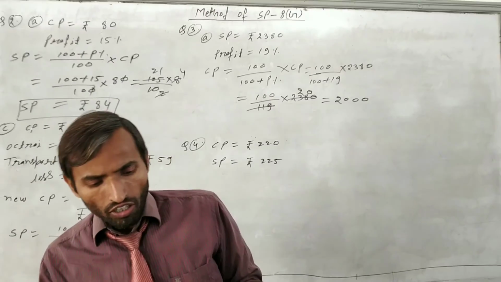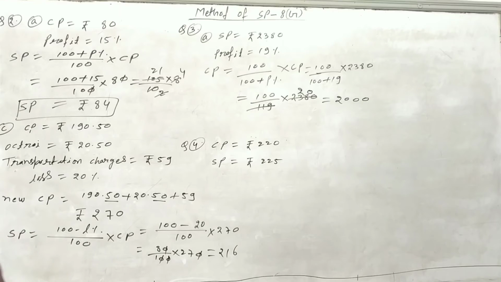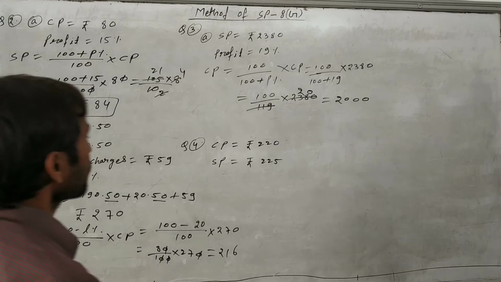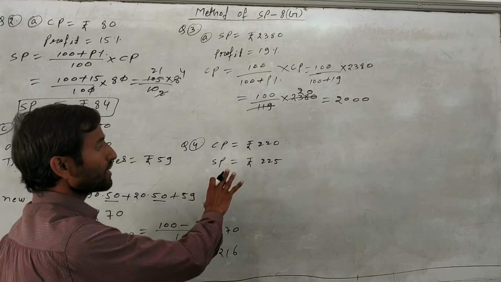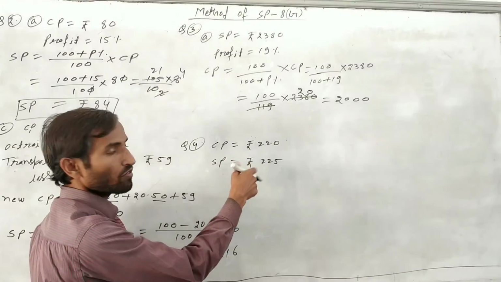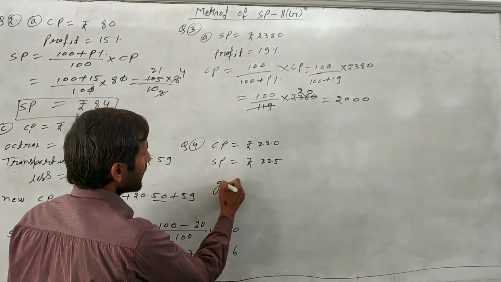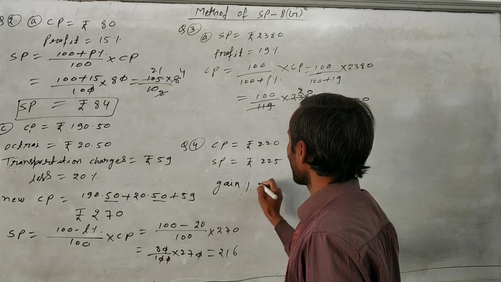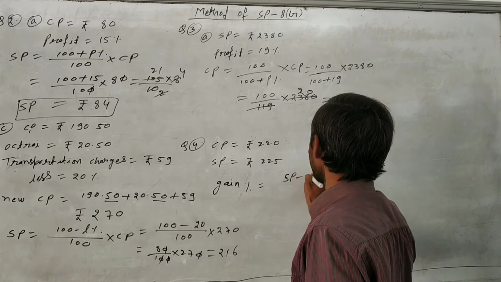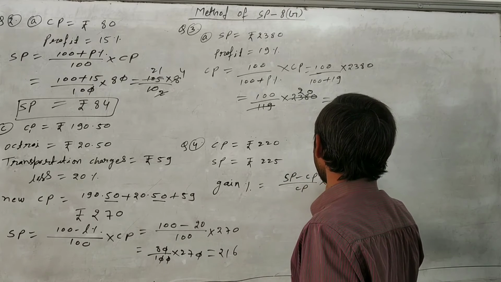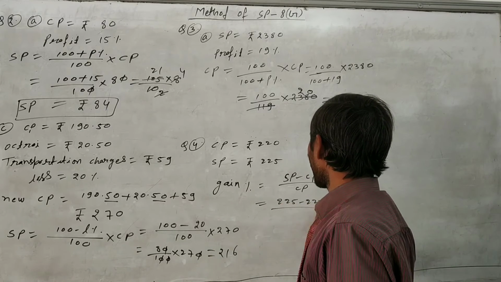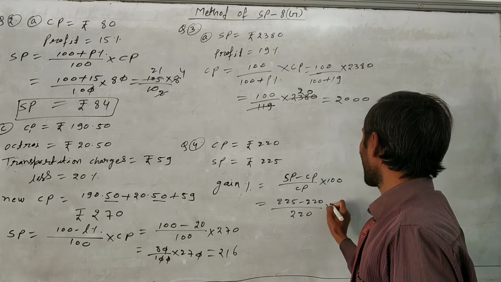So here a person buys a book for 200 rupees and sells it for 225 rupees. What will be his gain percent? Means we have to find profit percent. As SP is given and CP is given directly, you can see SP is greater than CP, so it will be profit only. So just find gain percentage. Gain percent is equal to SP minus CP upon CP into 100.